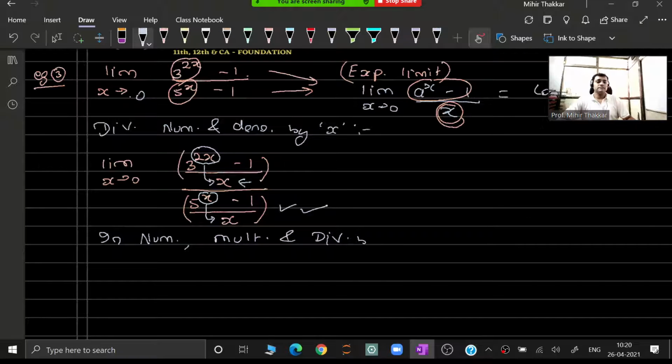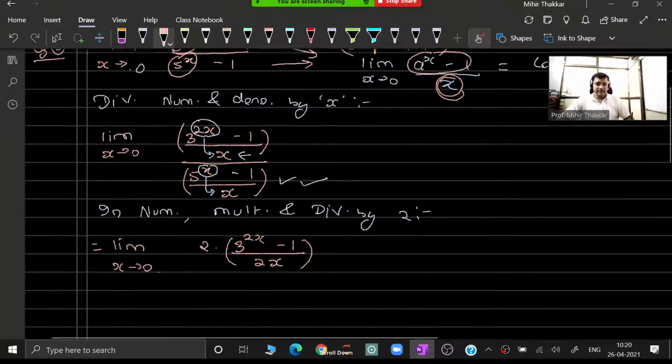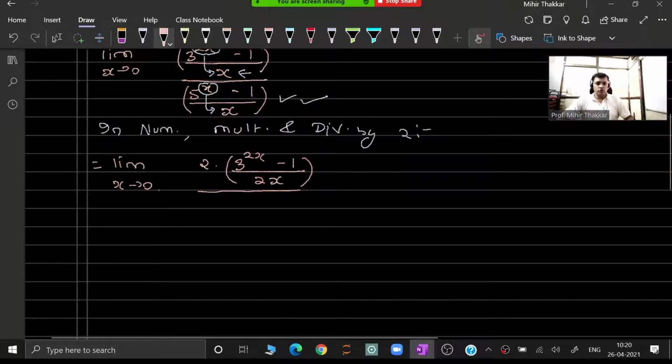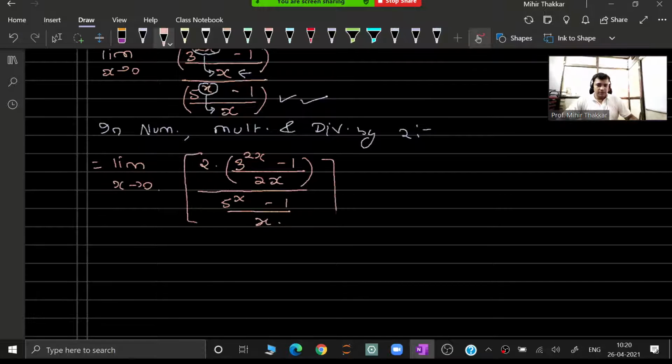Therefore, I just have to write a small statement saying that in the numerator, multiply and divide by 2. So when you do that, it is limit as x tends to 0, divided by 2x. I don't need to do anything for the lower part or the denominator part, so bring it down. So now guys, I am ready with whatever I want to do the adjustments.